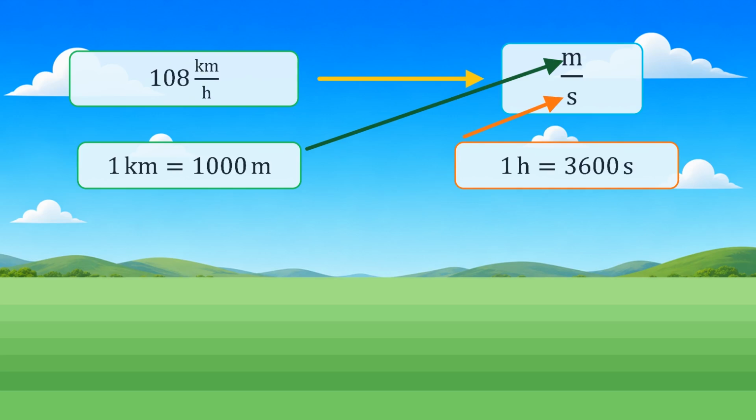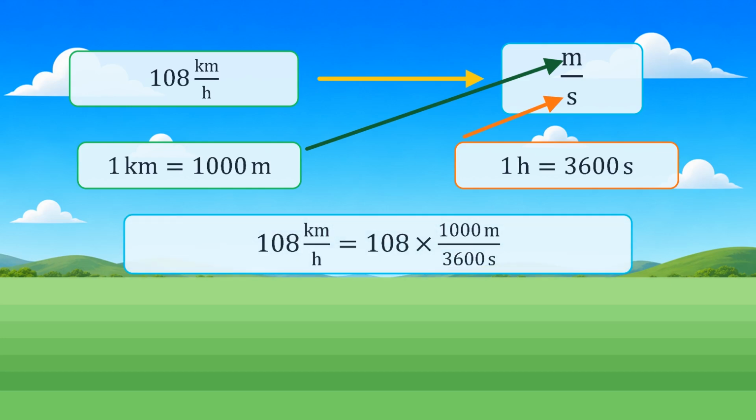Consider a speed of 108 kilometers per hour. The length unit is the kilometer, and the time unit is the hour. To express this speed in meters per second, we must convert kilometers into meters and hours into seconds. 1 kilometer equals 1,000 meters, and 1 hour equals 3,600 seconds. Therefore, 108 kilometers per hour becomes 108 times 1,000 meters, divided by 3,600 seconds.